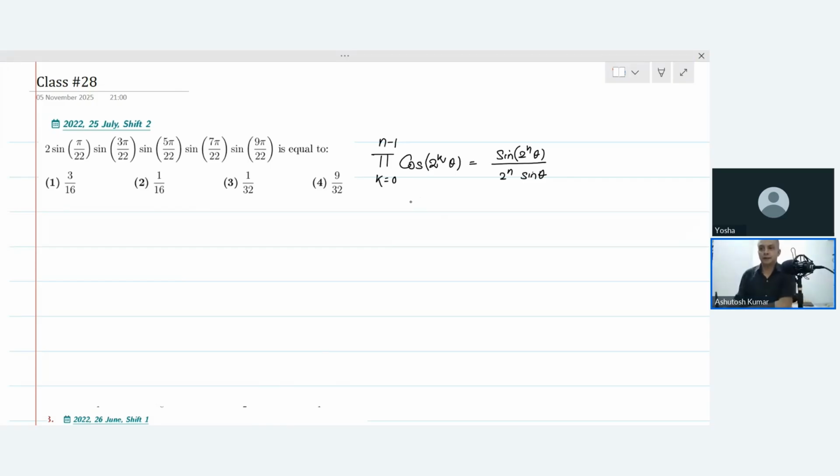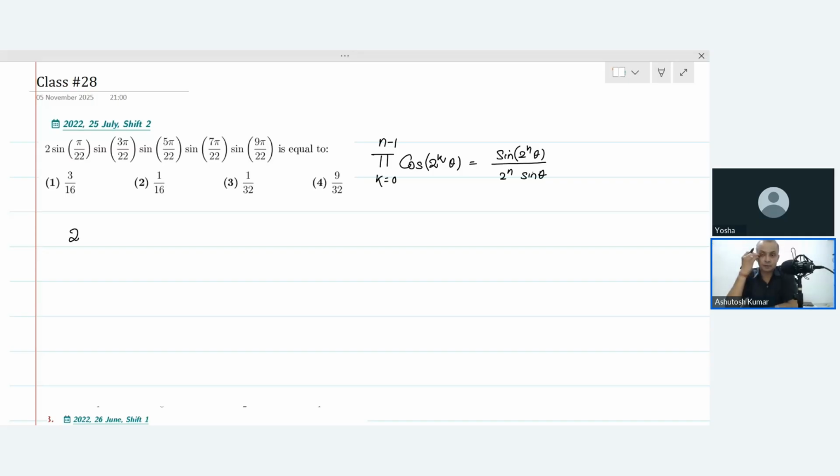Sine, this is the sum for k going from 0 to n minus 1 of cos to the power k theta, sine to the power n theta, pi to the power n sine theta. So how do we apply this? I will give other applications also. There are two different ways to do it. So let's first convert it into cos.